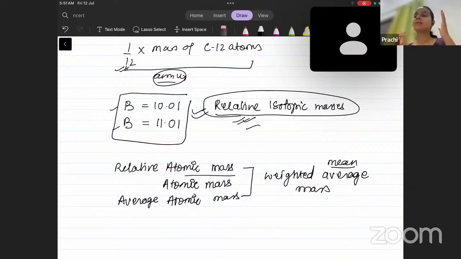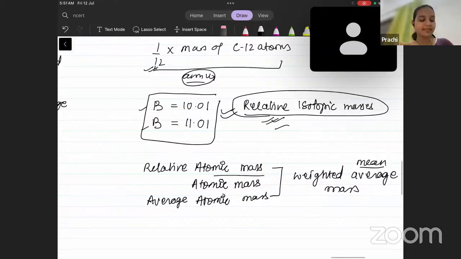Correct? Because the masses that you see in the periodic table are not for a particular isotope. They are the average masses of all the isotopes that would exist for the particular element. So all these things should be clear, right?